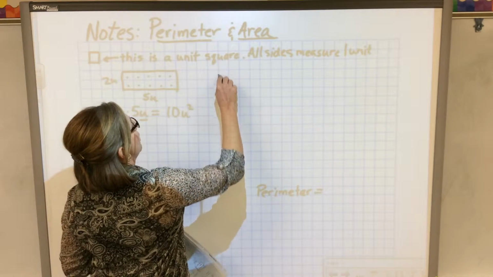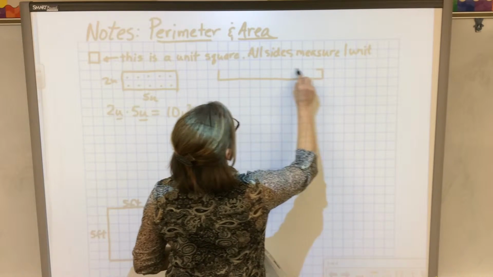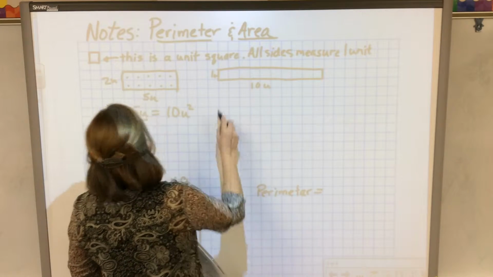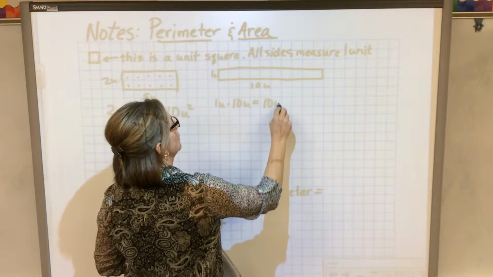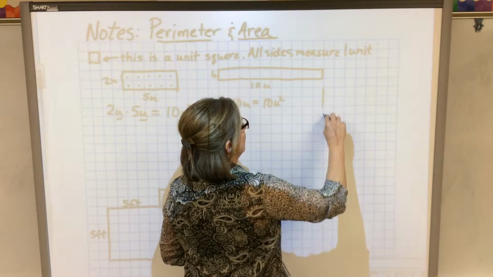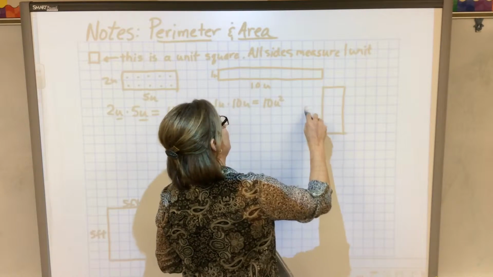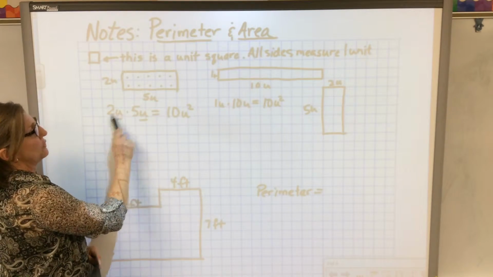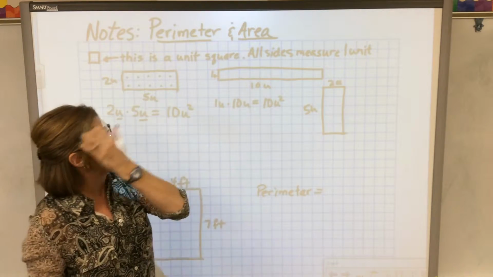Some of you also may have done a 1 by 10. There's 5, 10. So that would be 1 unit this way and 10 units this way. And again, 1 unit times 10 units is equal to 10 units squared. You may have also done it 5 this way and 2 this way. And same thing, 5 units times 2 units is 10 units squared. You may have done this one vertically, but you should have one of these pictures.